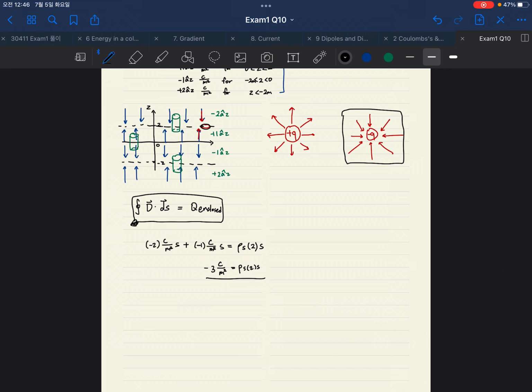Same for z equal to 0, +1 and -1. However, since this is a positive charge, because it's emanating the electric field, we can say that both are emanating from it. So +1 C over m squared plus +1 C over m squared equal to the charge density at z equal to 0, which will be just +2.